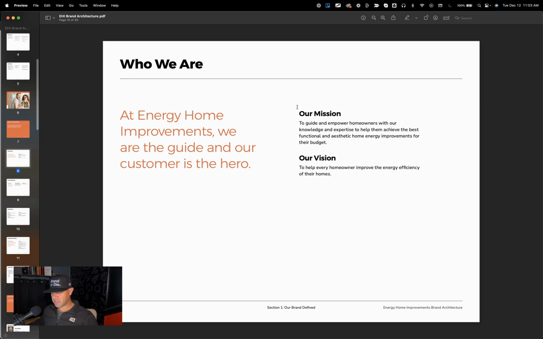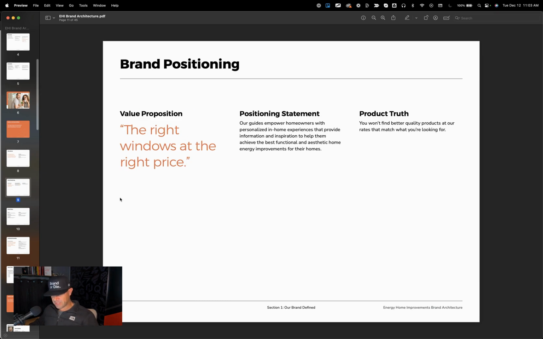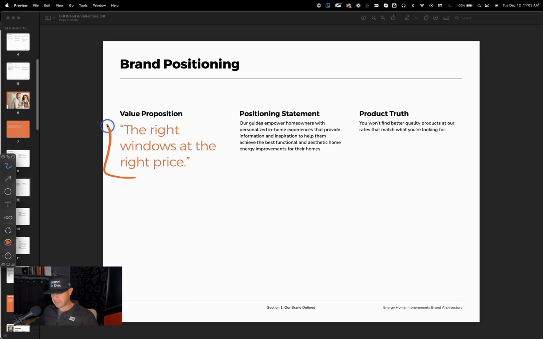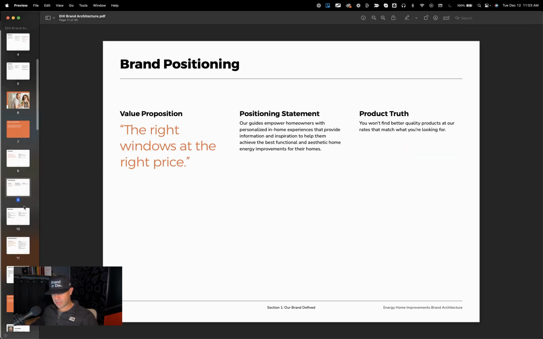So we kept our mission and vision very simple. And the whole thing about this brand is simplicity, because we know that putting windows in your home sounds like a big, complicated process. There's all this construction and it's kind of overwhelming. It's expensive. You've got a lot of people entering your sacred space, your home, and messing with your life. So everything about this was just, we're keeping it very, very simple, right? Brand positioning, the value proposition's very simple, right windows at the right price. This is our positioning statement and our product truth.